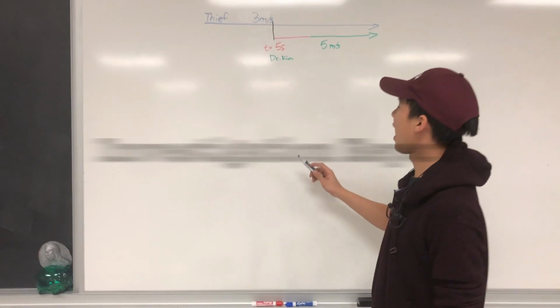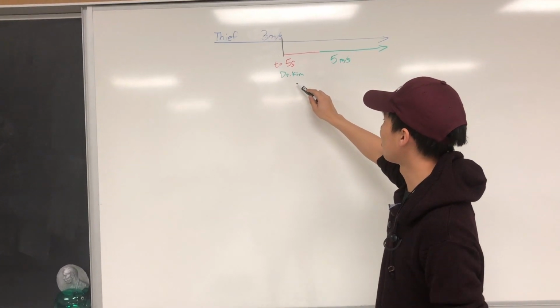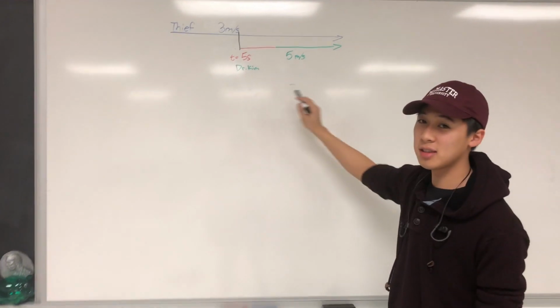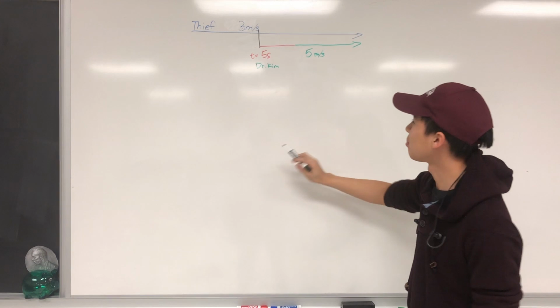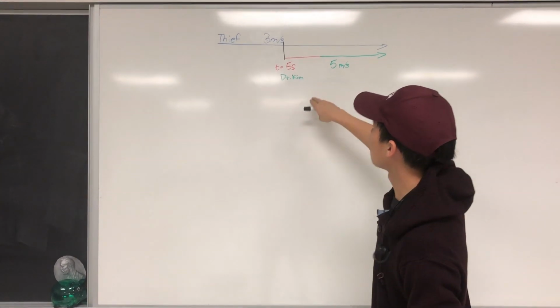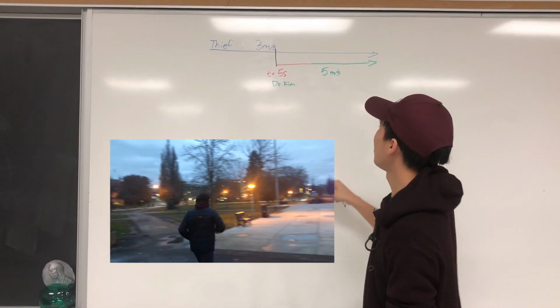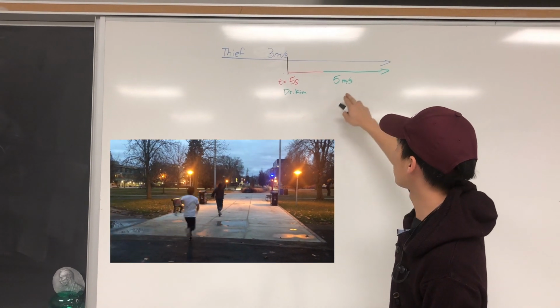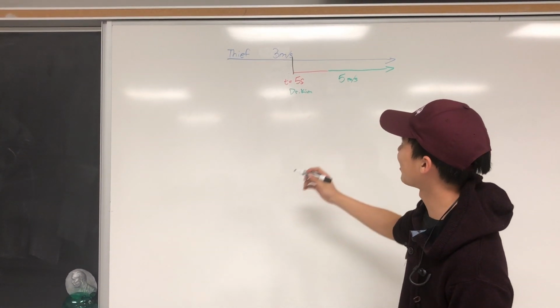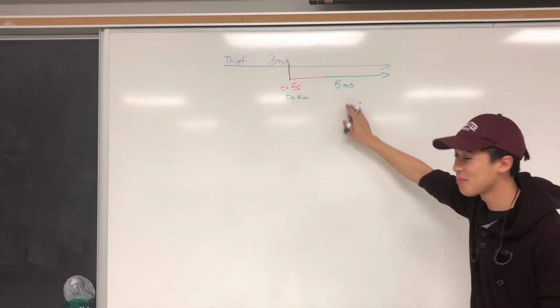So the question is, how long will it take for Dr. Kim to catch up to the thief, and what is the distance traveled between them? Let's just assume that the thief ran 3 meters per second, and Dr. Kim accelerates for 5 seconds to reach 5 meters per second.